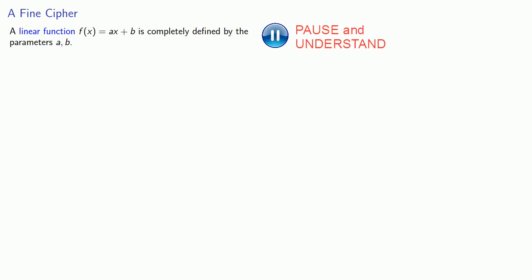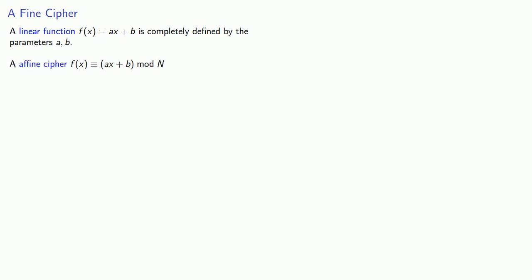And so let's consider an important class of functions. So first off, a linear function, f of x equals ax plus b, is going to be completely defined by the parameters a and b. And so we can consider functions of this type to be the basis for our ciphers. And we get something called an affine cipher, f of x congruent to ax plus b mod n. And here, our parameters, our key, will be a and b.